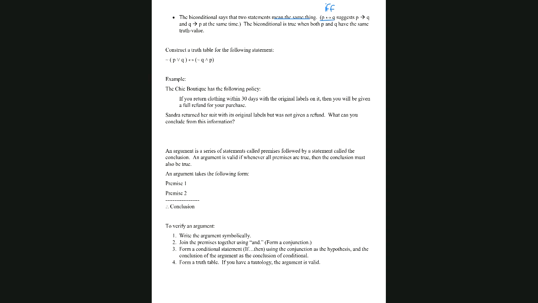So the biconditional statement is true when both P and Q are true. I'm sorry, no. Well, that's true. The biconditional statement is true when both P and Q have the same truth value. So if both P and Q are true, then it's true, and if both P and Q are false, then it's true. So T double arrow T, that's a true statement, and F double arrow F, that's also a true statement.